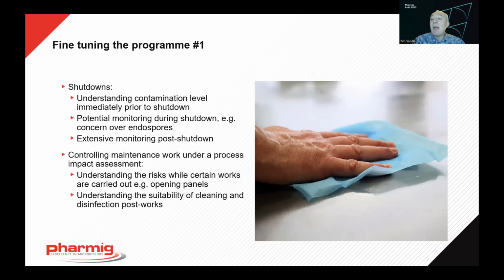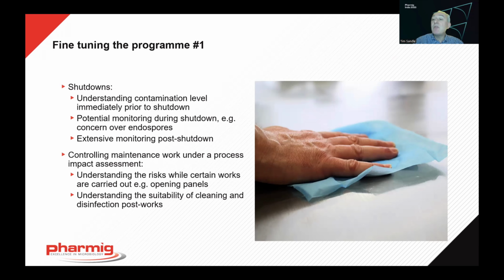There are some important elements to consider when we're developing our environmental monitoring program. As we approach shutdowns, it can be important to baseline to work out what our conditions were like before we shut down for maintenance work. So we have a good understanding of the level that we want to return to after the shutdown when we finish the maintenance work. Some advocate some monitoring during shutdowns to try and determine the level of likely endospores.